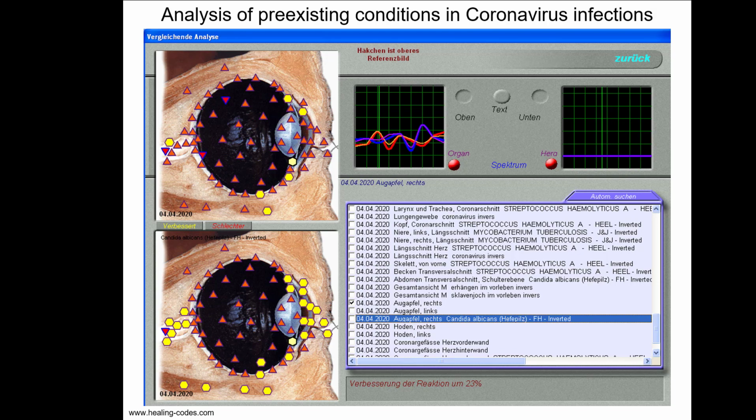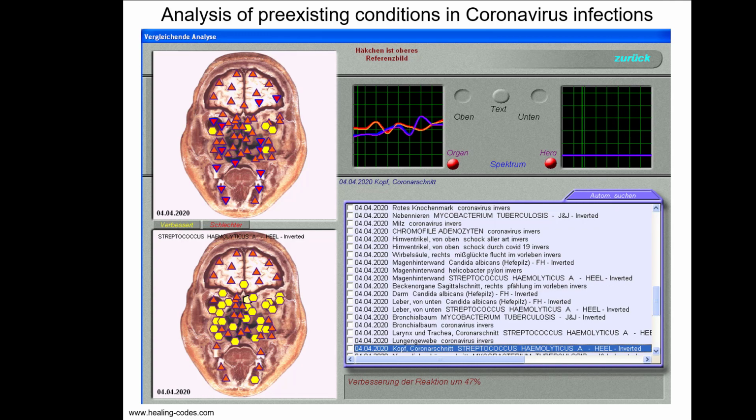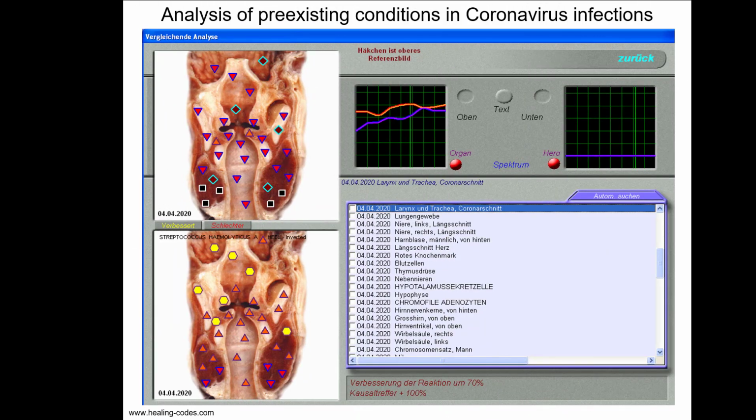The second risk factor is a rheumatic disease caused by streptococci. This figure shows an energetic disorder in the area of the paranasal sinuses, which improves by 47% when Streptococcus hemolyticus is inverted. Also in the area of the larynx, the trachea, and even in the thyroid gland, energetic disturbances caused by Streptococcus hemolyticus are found. The value here is 70%.